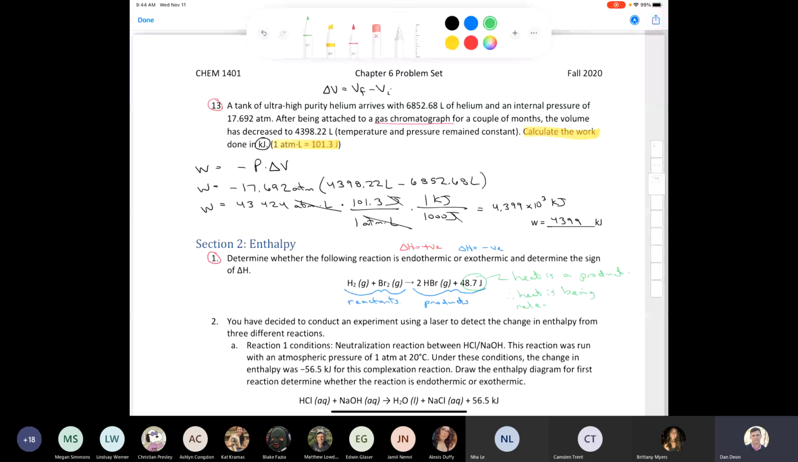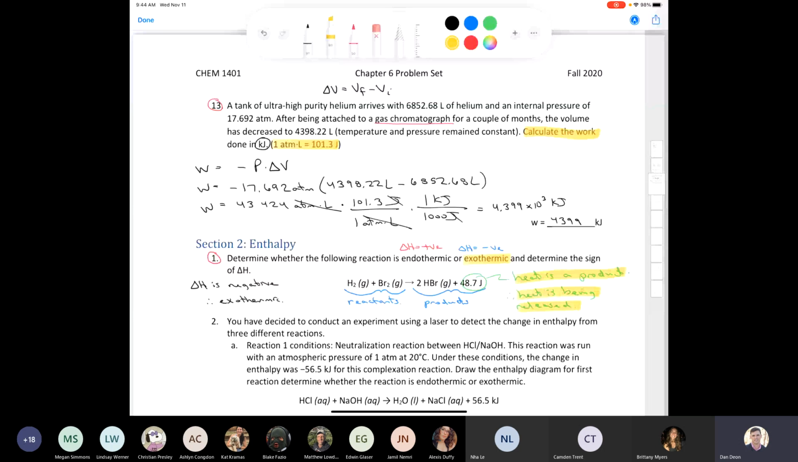So who could tell me what the sign of delta H would be in this case? Would it be positive or negative? Would this be an endothermic or an exothermic reaction? Exactly. Jamil says it's exothermic, and delta H is going to be negative. Ashlyn says the same thing, and they're both correct. So when heat is a product, that means that this is an exothermic reaction because heat is being released. So delta H is negative, therefore exothermic. Heat is a product of this reaction.